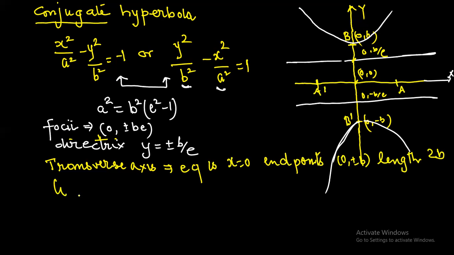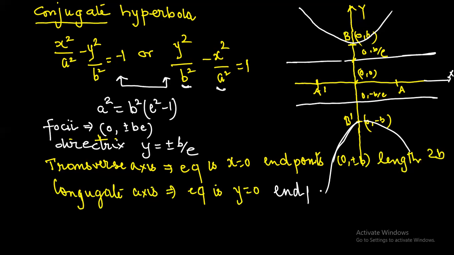Conjugate axis equation is, the x-axis equation is y equal to 0. The end points we considered as plus minus a comma 0. We are considering by ourselves, and it is standard, and we have to consider this one only. Length is equal to 2a. Center, as we have right here, the center is 0 comma 0.